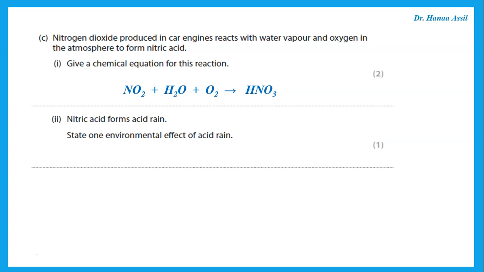So if we balance, you will find that you will need to put 4 in front of the NO2, 4 in front of the nitric acid, and 2 in front of the water. That way all of them are balanced.